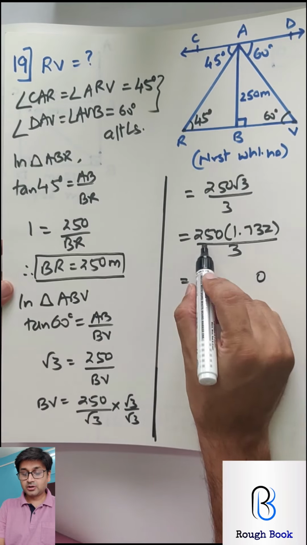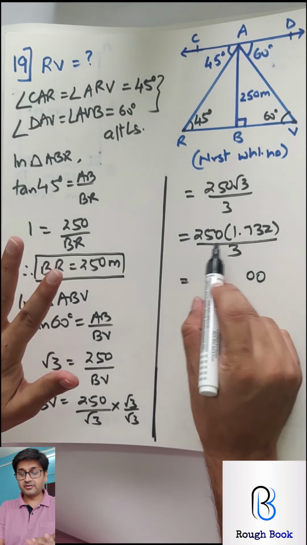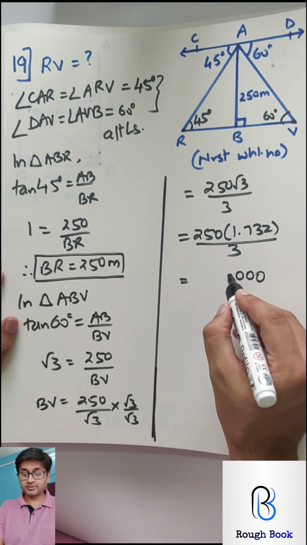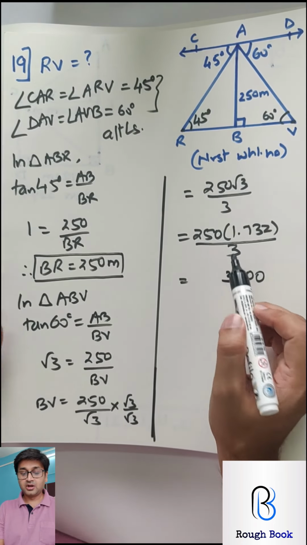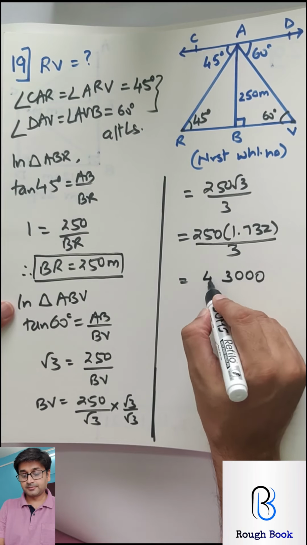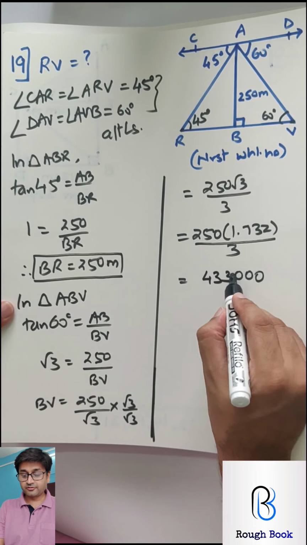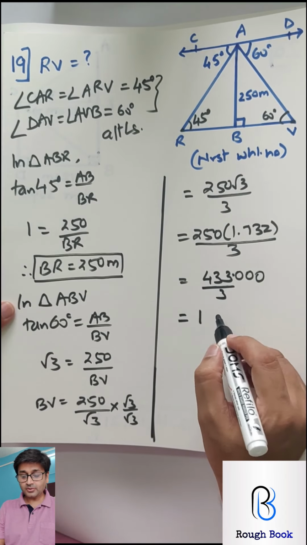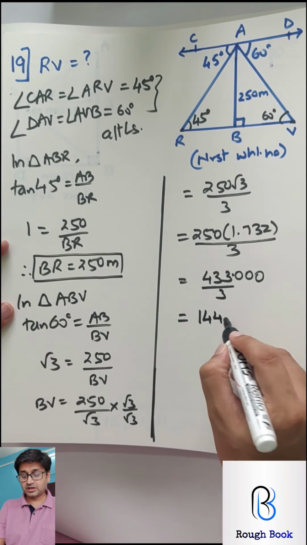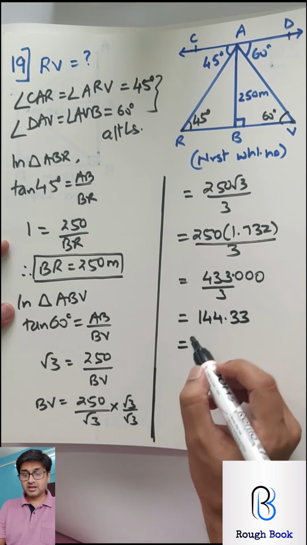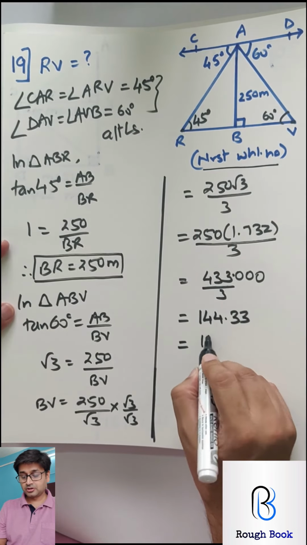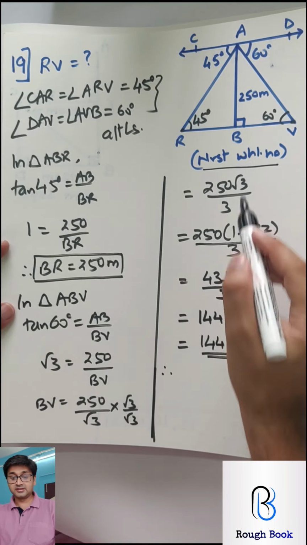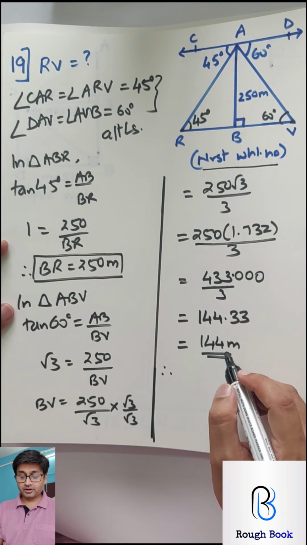So 0, 25 2s are 50, so 5, 75, so 80, 25 into 7, 175 plus 8, 183, 18, 25 plus 18, 43. 3 decimals, so 433 divided by 3. So 3 1s are 3, 3 4s are 12, 3 4s are 12, 144.33. They said nearest whole number, so 144 meters. Finally, this is not your answer, this is just BV, 144.